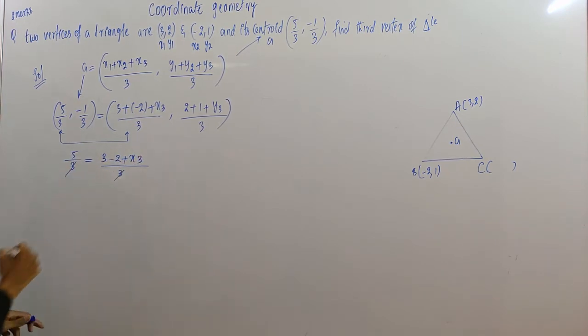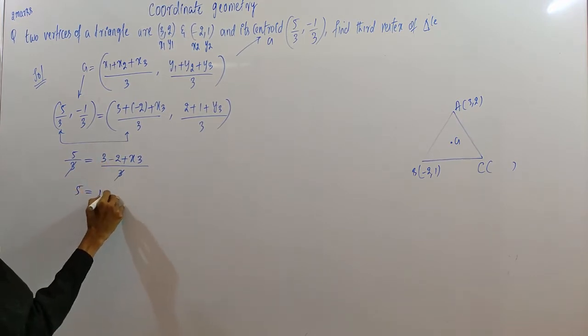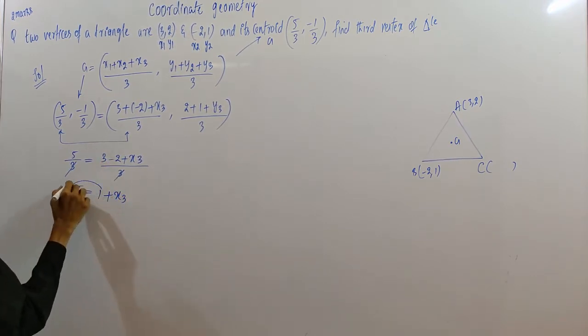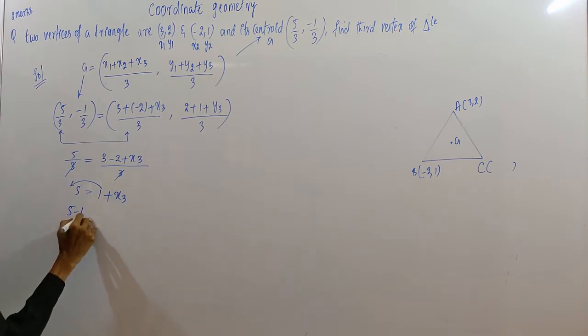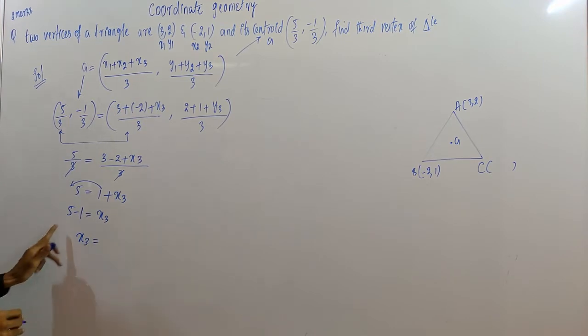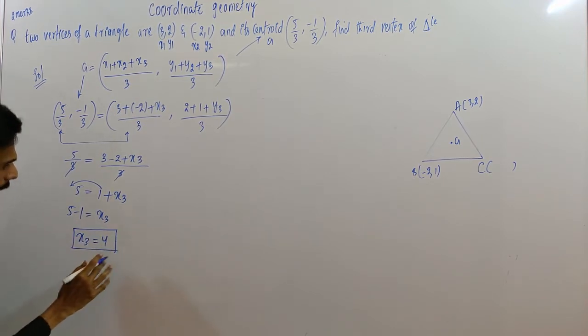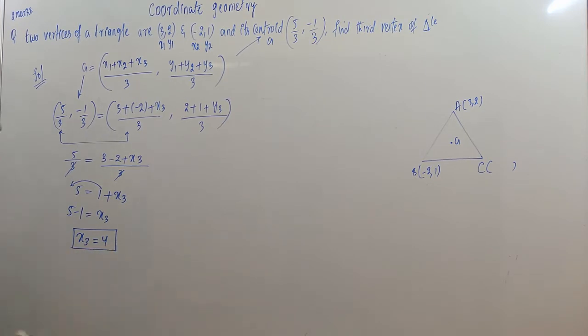This 3 and this 3 will get cancelled. We have 5 is equal to 3 minus 2, we have 1 plus x3. Send this here, it will become 5 minus 1 is equal to x3. So we have x3 value as 5 minus 1, we have 4. So we got the x coordinate of the third vertex.